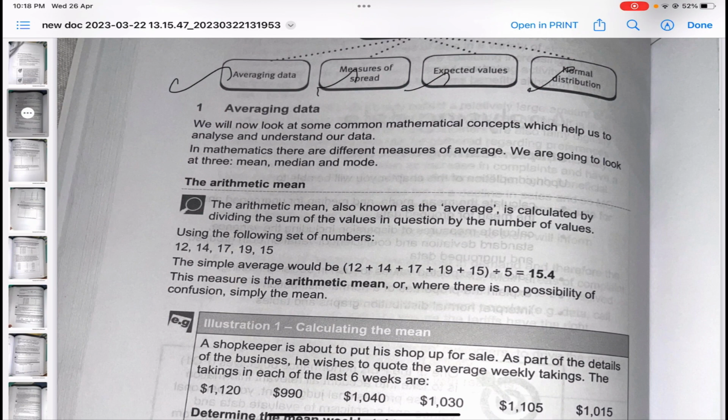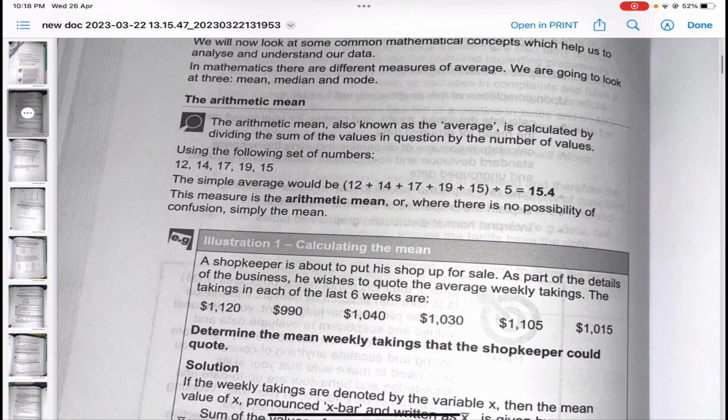What is averaging data? We know that there are three different measures of average: mean, median and mode. We have heard about it. Mean is the average, median is the middle value, mode is the value which occurs most frequently in the given set of data. This is the basic stuff which we have been studying since childhood.